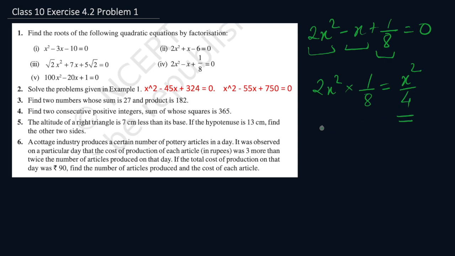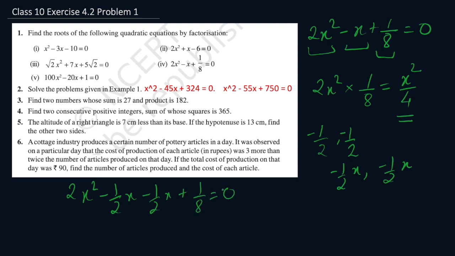So 1 by 4 we can split as 1 by 2 and 1 by 2. We should know that to get 1 by 4 we can even get minus 1 by 2 and minus 1 by 2. So if we do minus 1 by 2x and minus 1 by 2x, adding these two will get us minus x. So we can write it as 2x square minus half x minus half x plus 1 by 8 equals to 0.